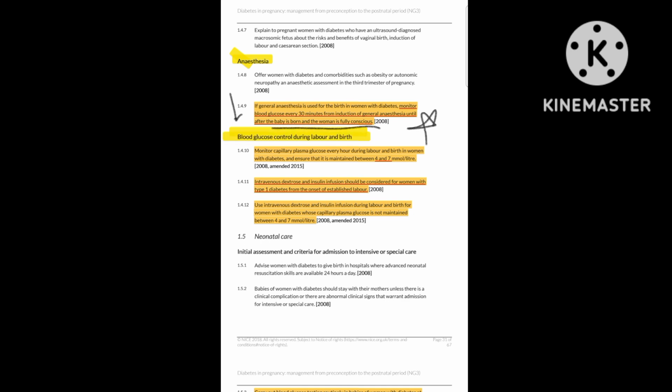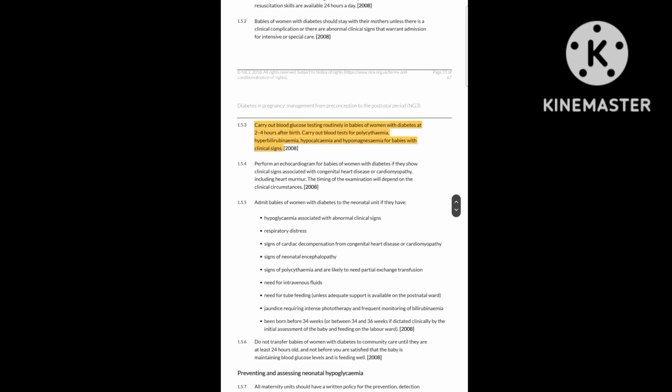Blood glucose control during labor and birth. Monitor capillary plasma glucose every hour during labor and birth in women with diabetes. Ensure it's maintained between 4 and 7 mmol per liter. IV dextrose and insulin infusion should be considered for women with type 1 diabetes from the onset of established labor. Use IV dextrose and insulin infusion during labor and birth for women with diabetes whose capillary plasma glucose is not maintained between 4 and 7 mmol per liter.